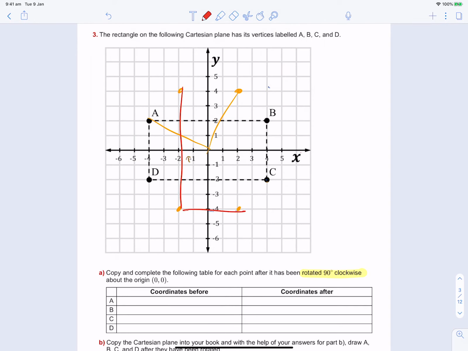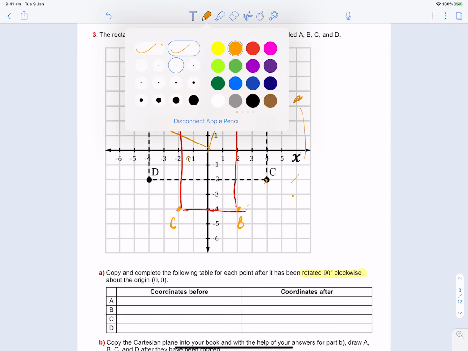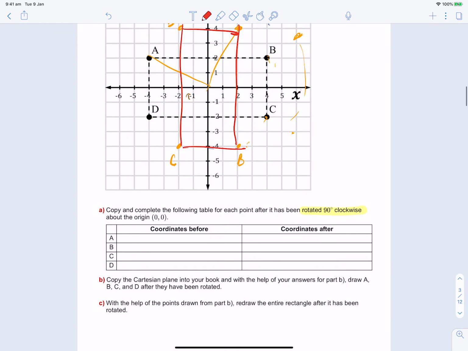That's probably the trick to do it. All right, so now I've got my new rectangle there. And I know that this point here is going to be A, because it's going around this way. So that means if I was in this quadrant, I'm now in this quadrant, so B has gone from this one to this one. So that's B, and C has gone over here, and D has gone over into this one, so that's D. All right, let's fill out our coordinates before.